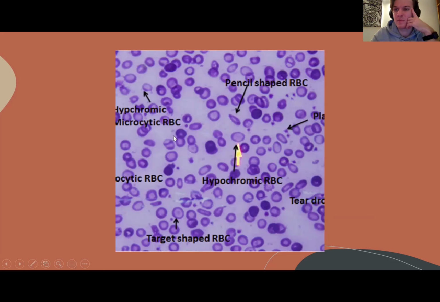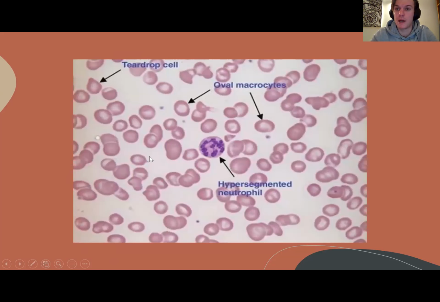This is a blood film for megaloblastic anemia. So megaloblasts are bigger red blood cells. These, if you measure them, are bigger than normal erythrocytes. We don't have them to compare here, but these are bigger than your average red blood cell. The giveaway, though, is actually not the megaloblast, but the hypersegmented neutrophil.